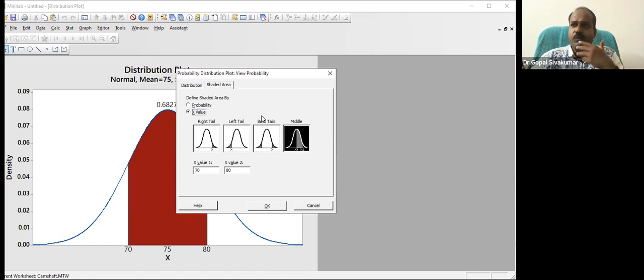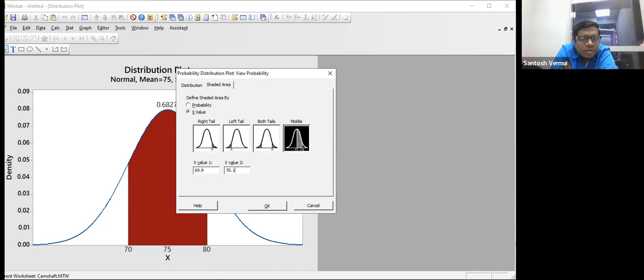Now, I want to know the probability for the camshaft to lie between 69.9 and 70.1. Anyone here, will you be able to answer this question? What is the standard deviation I said? Come on, speak out. What is the standard deviation? 0.5, okay.